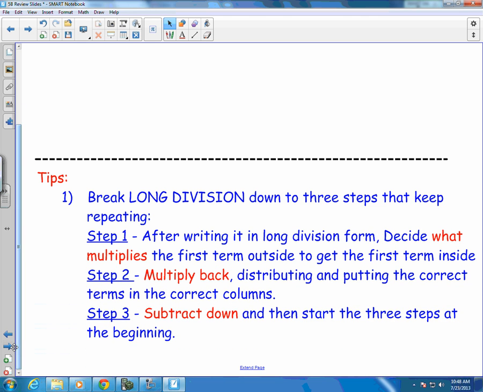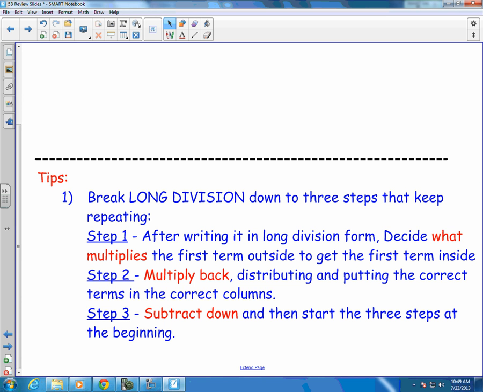And that is, if you look at these tips, feel free to pause it and rewind. I don't think we call it rewind anymore, but scroll back, whatever you call it. You want to break long division down into three simple steps. Step one, after writing it in long division form, which we know what that looks like, hopefully, you want to decide what multiplies by the first term outside to get the first term inside. Then you put that number back into the correct column. There are distinct columns when you do long division.